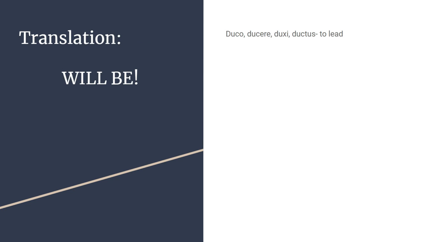All right, moving on. Translation is still the same. It doesn't matter which kind of future you're using. It's always going to be "will be." Duco, ducere, duxi, ductus is the verb I want to use this time.